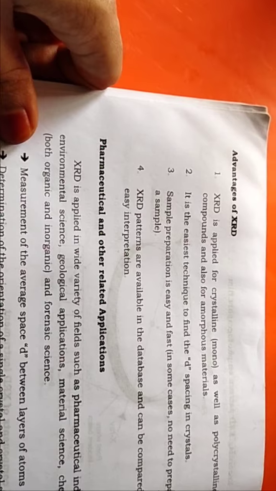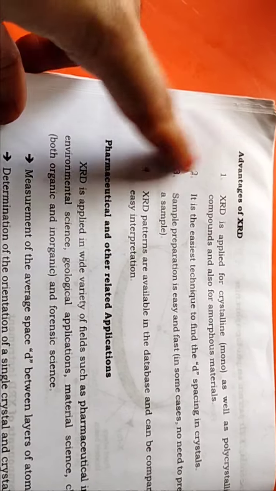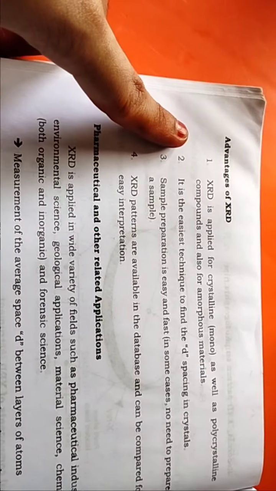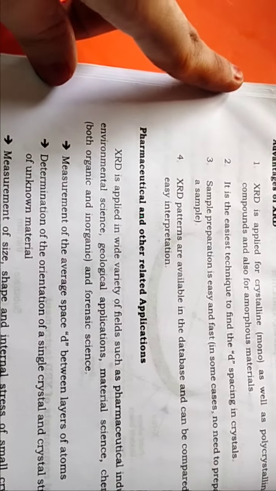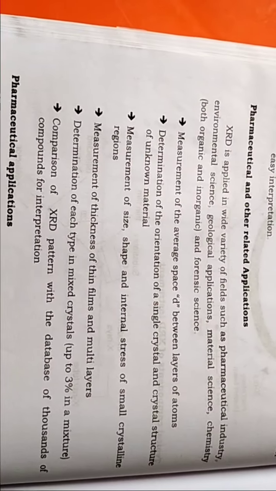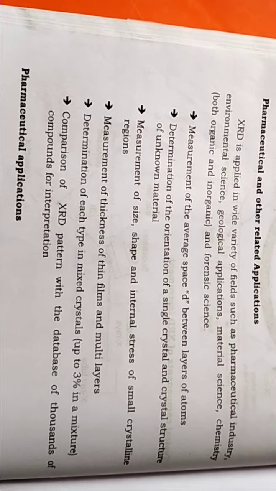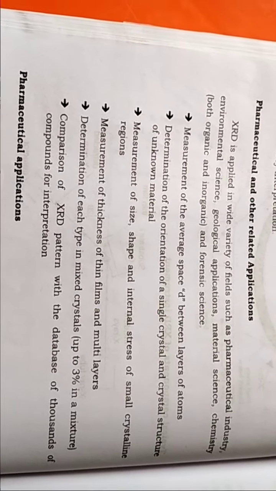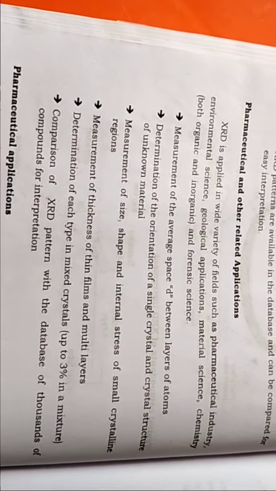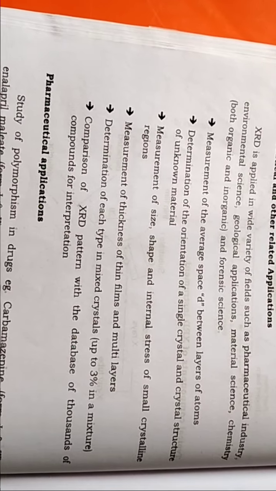The use of XRD is for amorphous materials and polycrystalline compounds. It is the easiest technique to find the distance of crystals, sample preparation is easy in XRD, and XRD patterns are available in databases. In pharmacy and other related uses, it is used for geological applications, environmental science, pharmaceutical industries, and chemistry, and in forensic sciences for detection of fingerprints, as I already told you, and joint fractures.